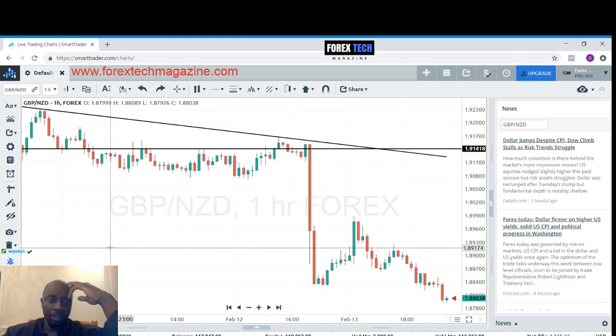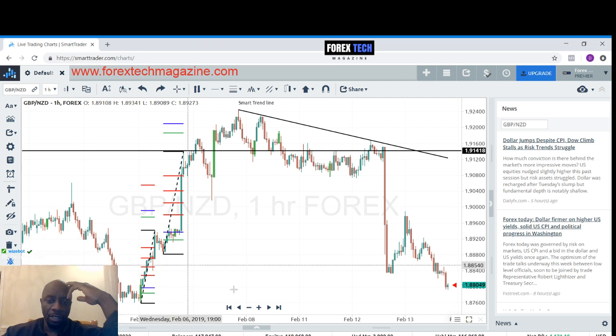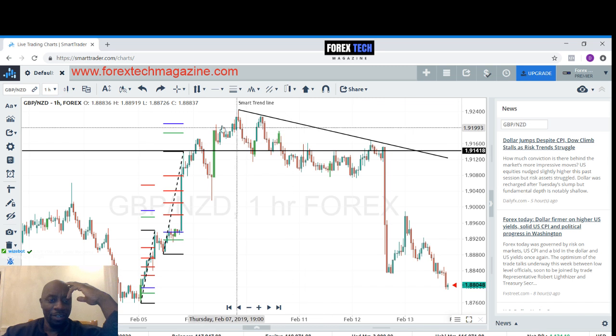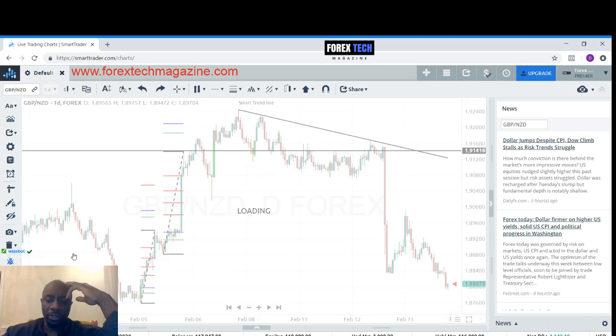So with that being said, let's look at the Great Britain Pound, New Zealand dollar. Has anything changed? Other than the fact that no, it's still going down. Looking on a daily chart.